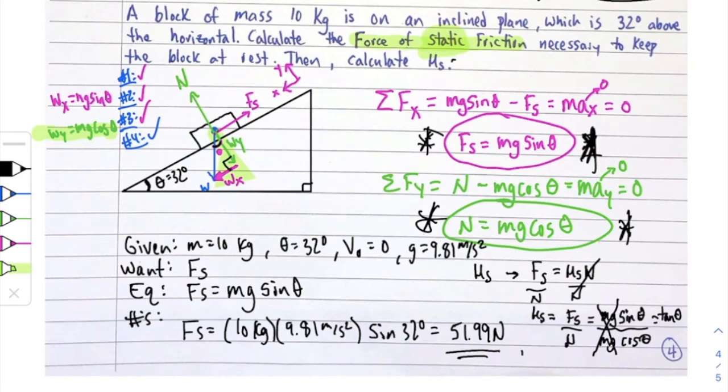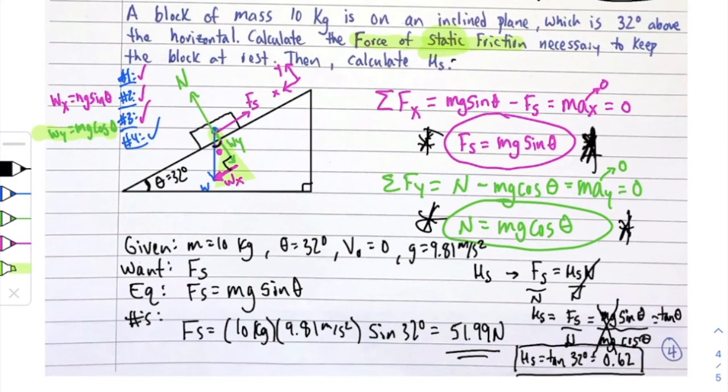So, to get mu s, we just have to do the tangent of whatever angle they gave us, which they gave us 32 degrees. So if you're in degree mode on your calculator, and you take the tangent of 32 degrees, let's see what we get. Tan 32 degrees, 0.62. And we'll say 0.62. And then units for this coefficient, there are no units, because it's just a coefficient. So, final answer for mu s is 0.62.